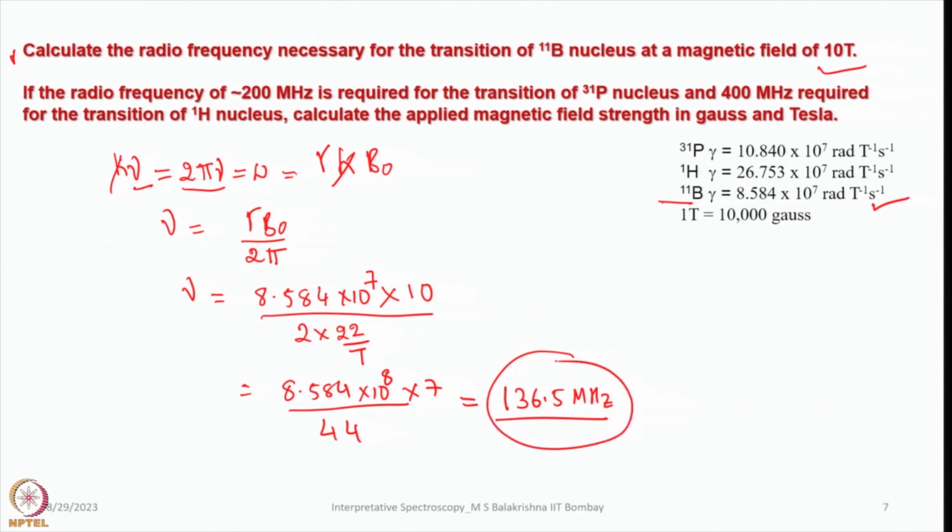You should be able to calculate this. Here it comes to about 136.5 times 10 to the power of 6 hertz; if you remove this 10 to the power of 6, it becomes 136 megahertz. Let us look into one more example so that you will become more familiar.